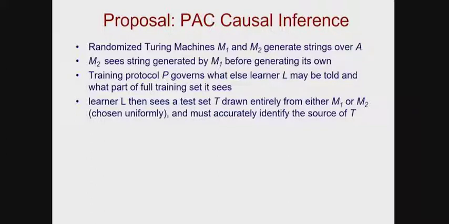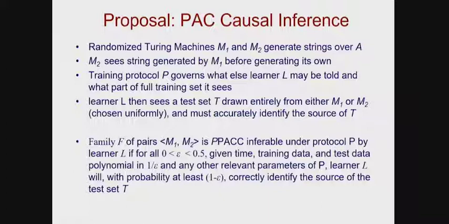The intuition here is, imagine M1 and M2 are causal models, let's say Bayesian networks where the directed arcs represent true direct causation. M1 looks just like M2, except it has one more arc from variable A to variable B. And we want to distinguish those. That's the same as the question, is A causing B? So we're going to have a family of these pairs, and we're going to say this family of pairs is PACI. The first P is for protocol, the last C is for causal inferable.